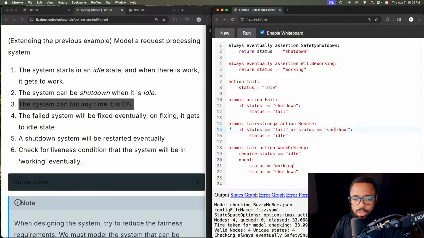And this tells us that when a system chooses to flip between fail or shut down and another status continuously, eventually we must go to idle. That's my understanding.